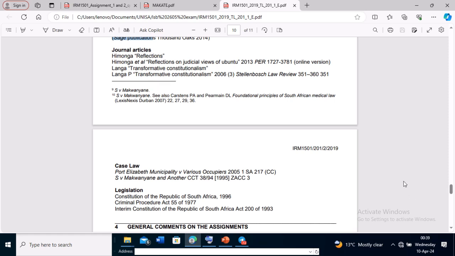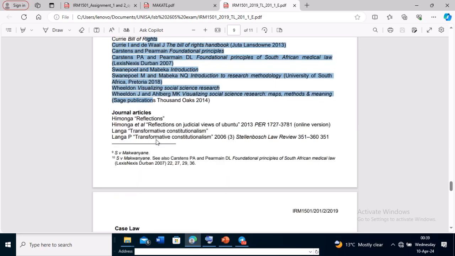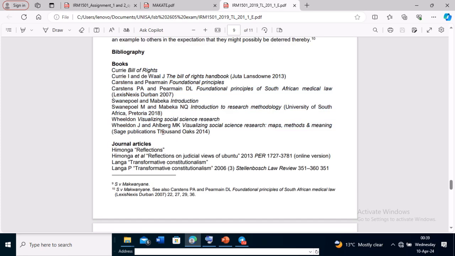So this is how it is. And then as you can see here, there are so many things. Like let's look at book. Under book, there are so many books there. So even if you find more than one book, you don't have to write them all. You just have to write one.